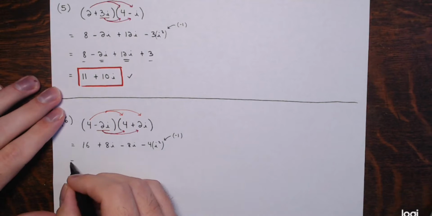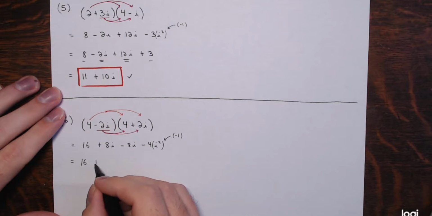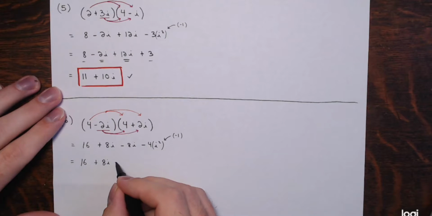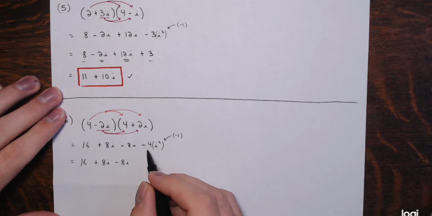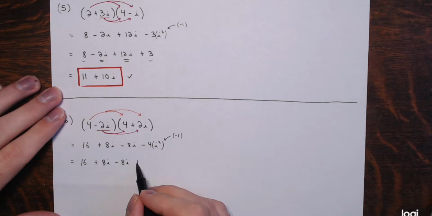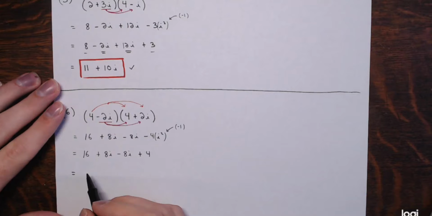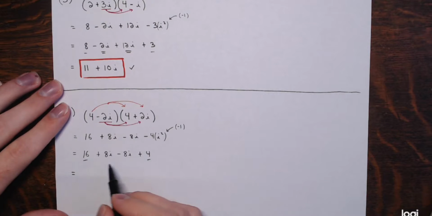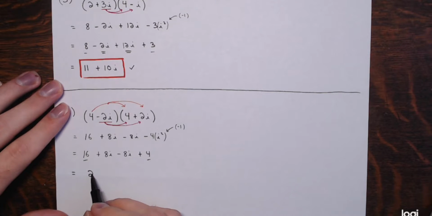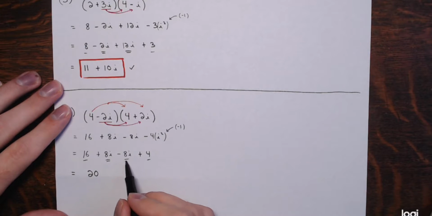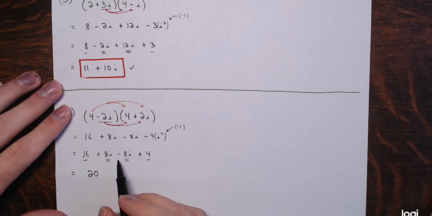So what we have here is 16, plus 8i minus 8i. And then this last term, negative 4 times i squared is negative 4 times negative 1. It's positive 4. That's plus 4. All right, then combining the real numbers, 16 plus 4 is 20. And then you combine the imaginary numbers and look what happens. Positive 8i minus 8i, that's 0i.